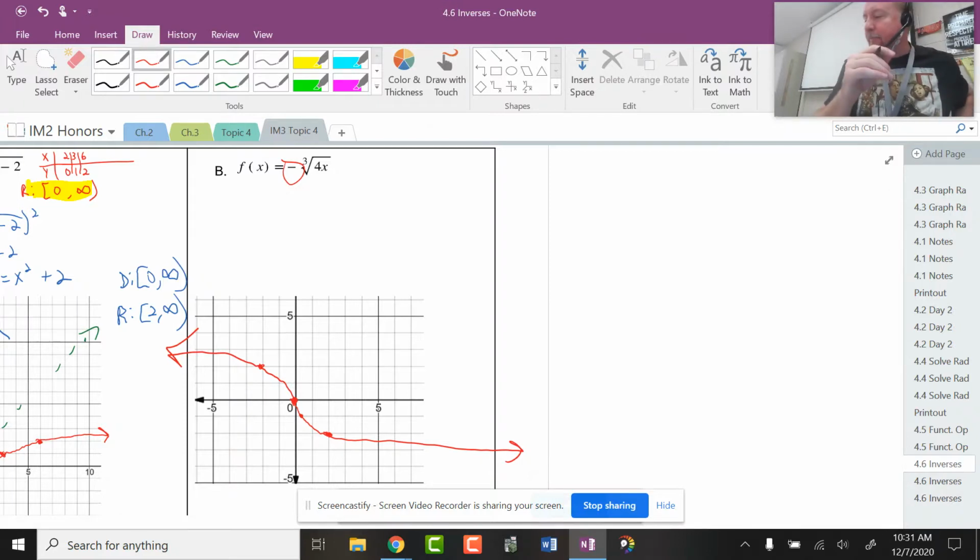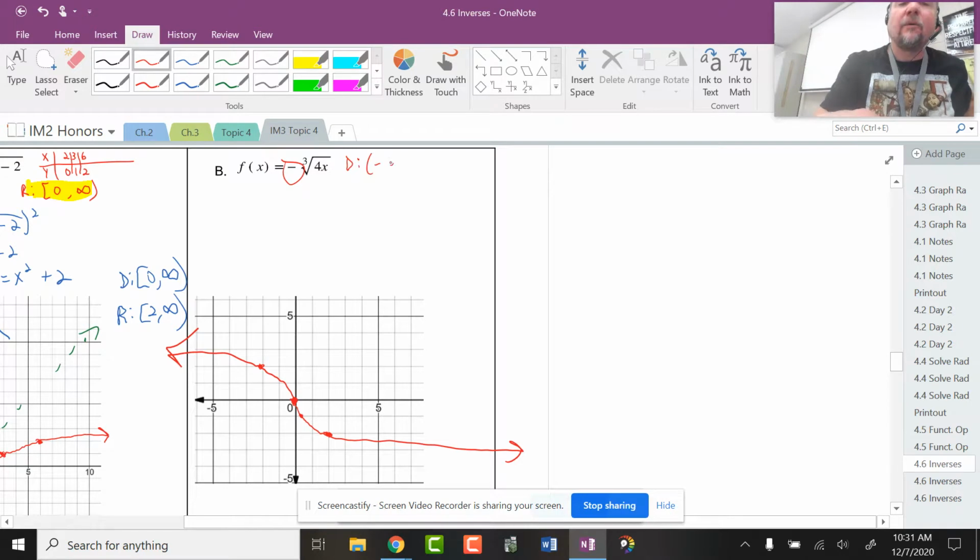So what's the domain and range, Emily Ann? No problems. Okay, so it's all real numbers. So what that means is when we find the inverse, we'll have no problems with domain and range. So yeah, something we got to do with inverses there.